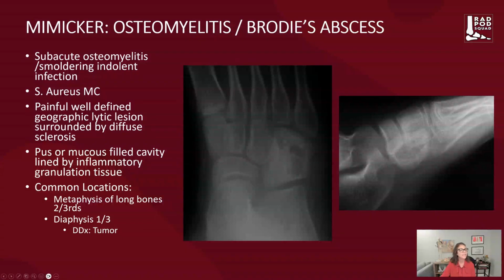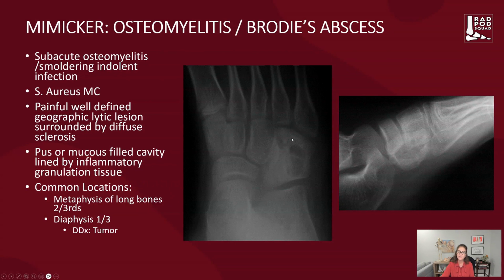And what we can see here is that this is a subacute osteomyelitis, smoldering or indolent infection. Staph aureus is most common. This can present with pain, geographic lytic lesion, and it's going to be an area of pus or mucus-filled cavity lined by inflammatory granulation tissue. The most common location is in the metaphysis, and then that's about 2/3. They can also occur in the diaphysis. The metaphysis, and we'll talk about why that occurs.